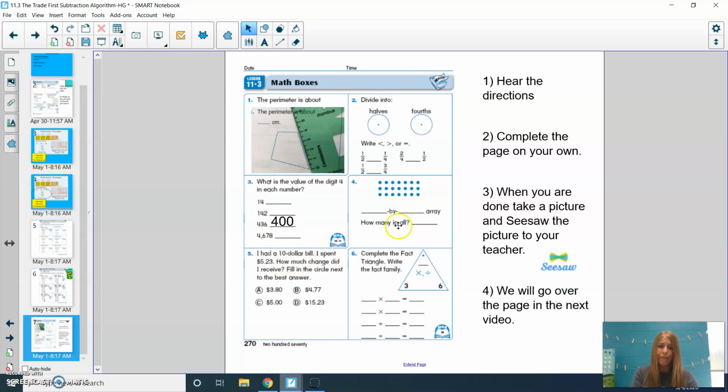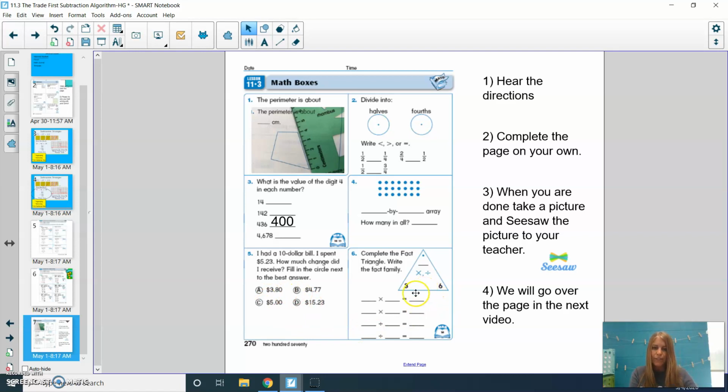For question number 4, how many dots are in this array? So you can see how many are going up and down, how many are going across, and how many dots you have in all. I had a $10 bill. I spent $5.23. How much change did I receive? Fill in the circle for the best answer.